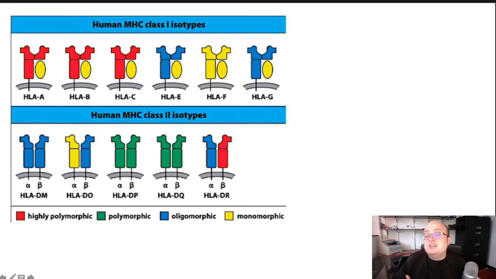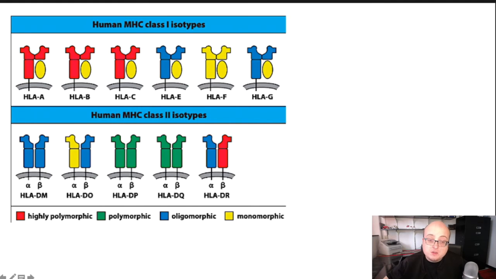And this makes sense because they're not involved with antigens, so we don't need a lot of different copies of them. They serve functions that are not antigen dependent. And so for that reason, the human populations do not have nearly as many allelic variations of those MHC class 1 isotypes.